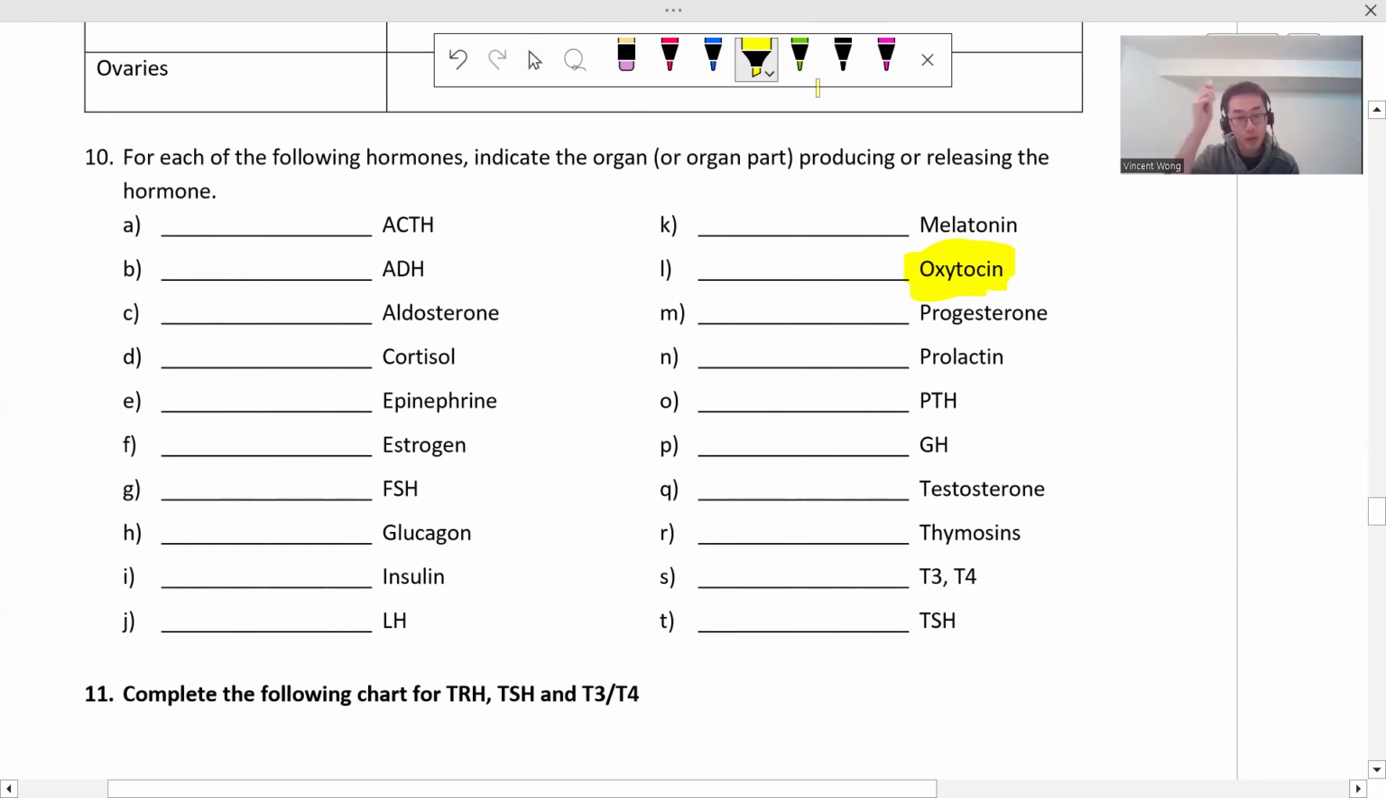Hypothalamus? It's produced in the hypothalamus. Yes, very good. But it's released from the pituitary gland, the anterior? The posterior. Yeah, PP, posterior pituitary. Okay.